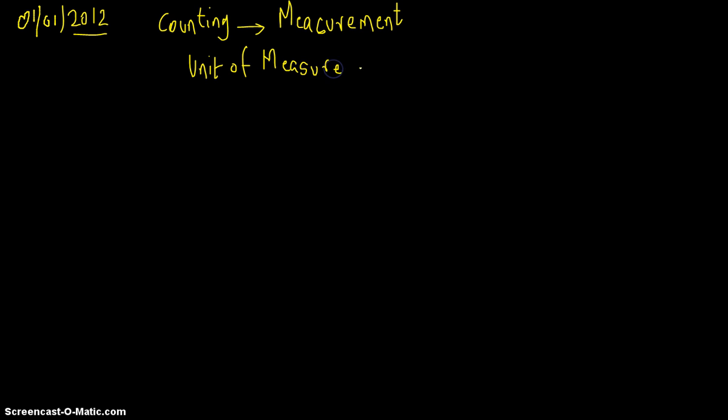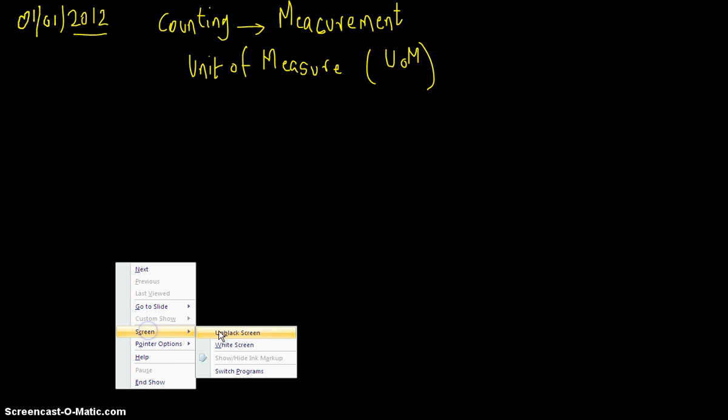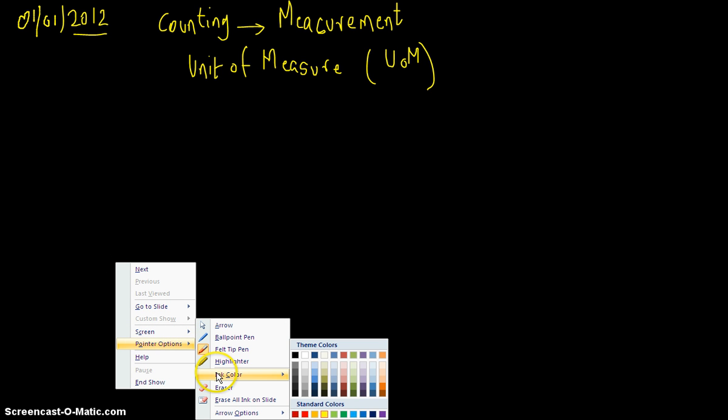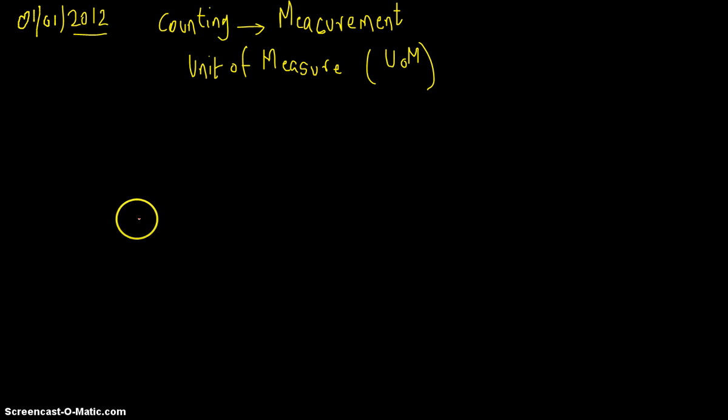Unit of measure can also be written in this fashion: capital U, small o, and capital M. Very simple. Now imagine, let me first change the pointer color to red. Imagine that you have 12 apples.